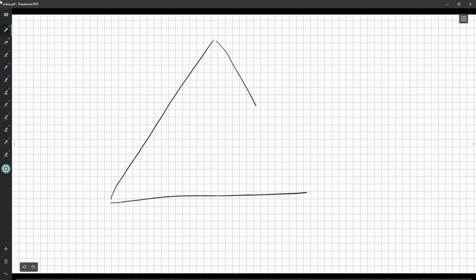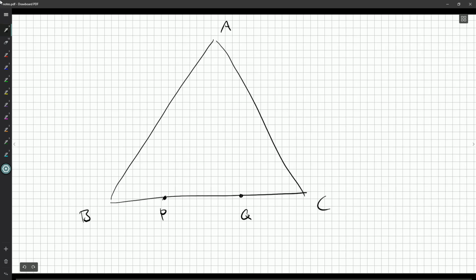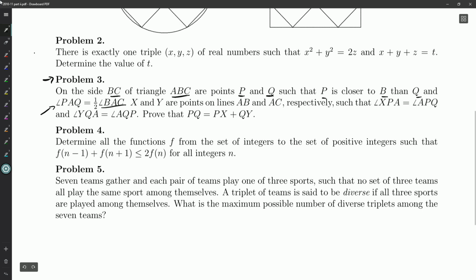I'm going to start drawing this. A up here, B and C, and P here, and Q here. So P is closer to B there. And then PAQ, this angle here, is half the whole angle BAC. Okay.